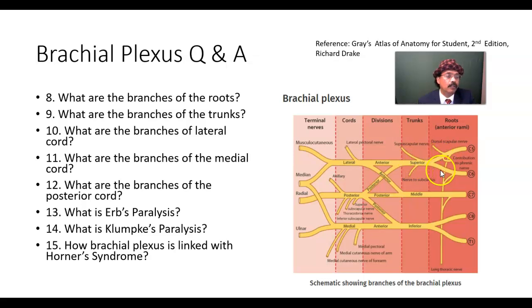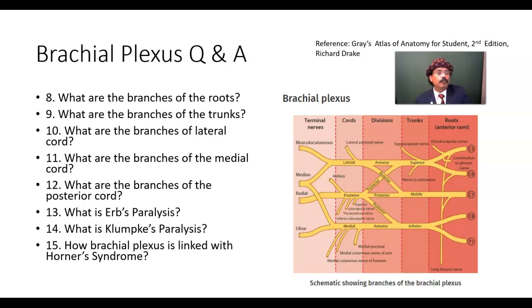These all are damaged. Okay, these two, this and this. This entire part is damaged. Upper trunk is damaged. Then we'll get the Erb's paralysis. Person cannot laterally rotate the arm. Okay, it is medially rotated. The supination will be lost.